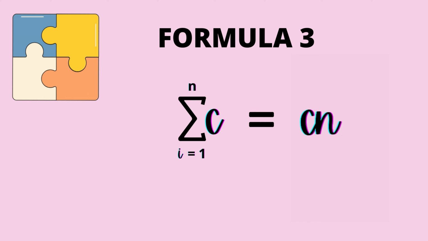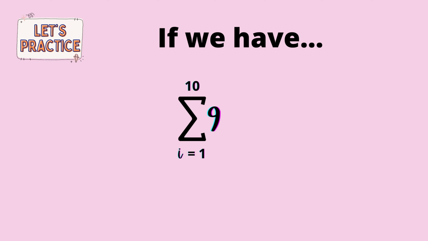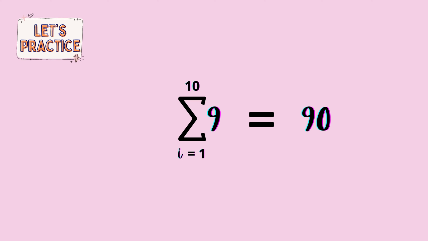To continue with the third property, this formula states that the summation of a constant number, as it goes from 1 to n, can be solved by multiplying that constant number by n. So if we have the summation of 9, as i goes from 1 to 10, then we can just multiply 9 by n, or in this case, it's 9 times 10, which is 90.